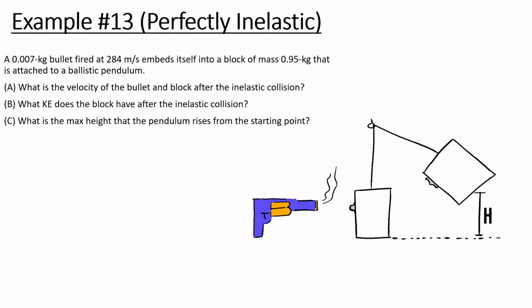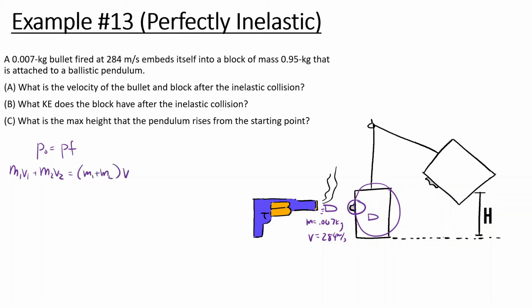Okay, so what we should know is there's a bullet here. It has a mass of 0.007 kilograms, and it's moving initially at 284 meters per second. This bullet gets lodged into this block, and it goes up to a certain height. So what we want to know is, once this bullet is inside this block, how fast are they both going? Let's try to figure this out. We're going to use momentum. Momentum initial equals momentum final. So we have m1 v1 plus m2 v2 is equal to m1 plus m2 v final.